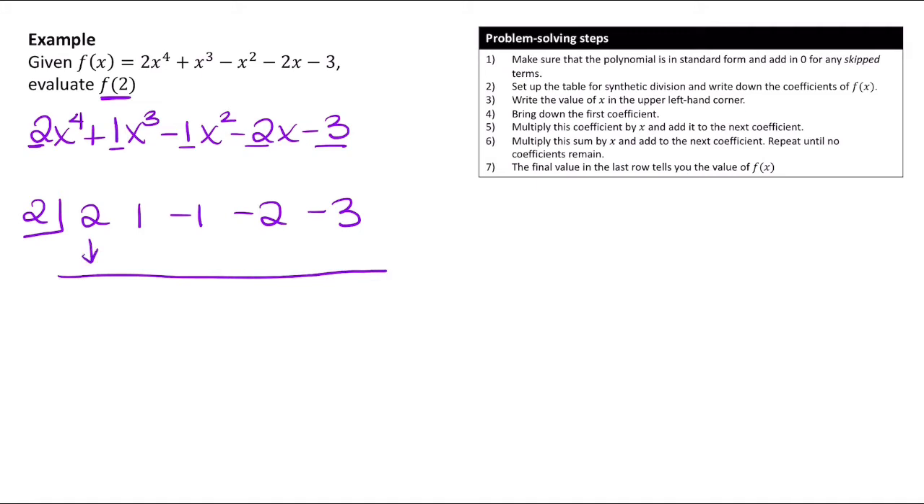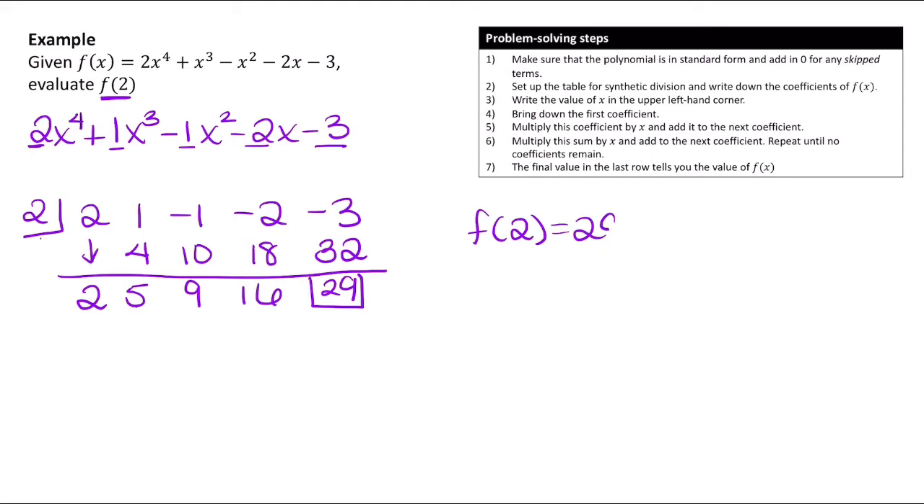So remember, I always bring down the first coefficient, so I bring down 2, and then I do 2 times 2, which is 4. 1 plus 4 is 5. I do 5 times 2, so that's 10. Negative 1 plus 10 is 9. 9 times 2 is 18. Negative 2 plus 18 is 16. 16 times 2 is 32. And 32 plus negative 3 is going to be 29. Okay, so that is what we get when we do f of 2. So in this case, we'd say that f of 2 is equal to 29.